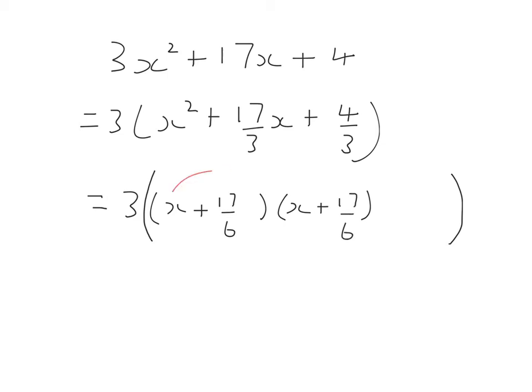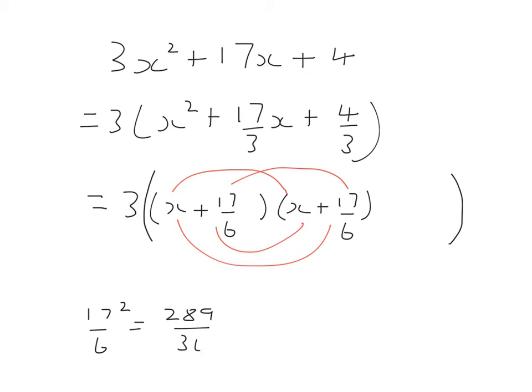Let's just check. x times x, that's x squared. 17 sixths plus 17 sixths, that's 34 sixths. 34 sixths is 17 thirds. That's okay. And then we've got 17 over 6 squared. So let's just do a little bit of work down here to check. 17 over 6 squared is 289 over 36. We haven't got 289 over 36, we've got 4 thirds.